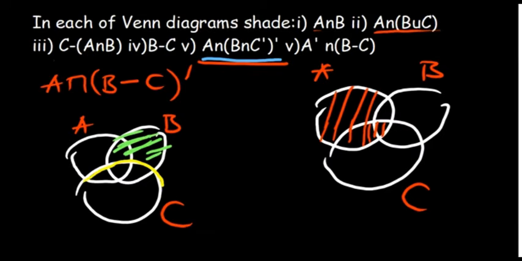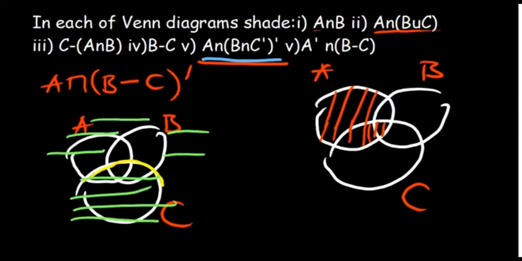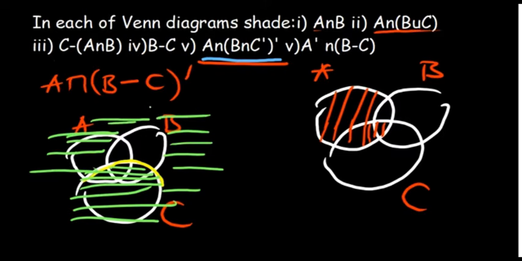Now we are not interested in B minus C, we are interested in its complement. So what does it mean? We're supposed to shade the region outside that. So let's try to shade outside that part because we are interested in its complement. So what we're going to have is this outside that. So this part. We're not only going to shade B minus C because we're interested in its complement.